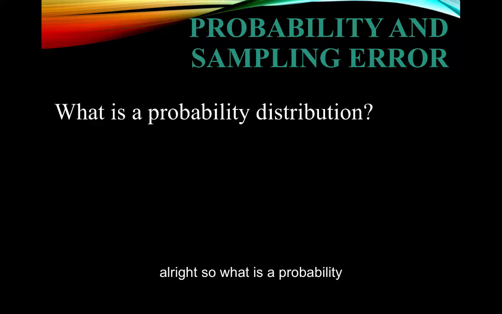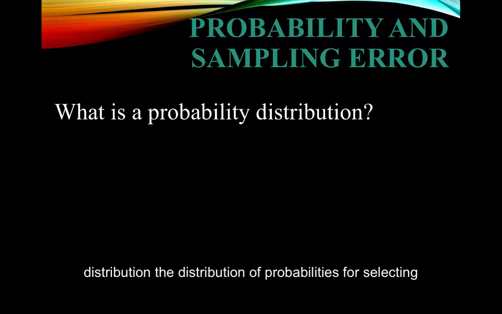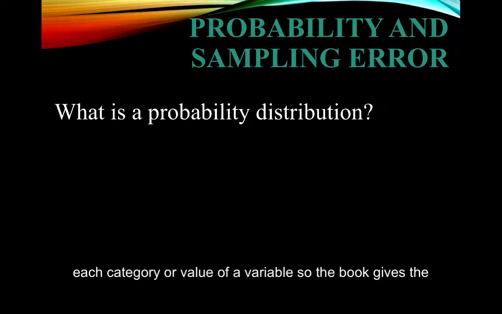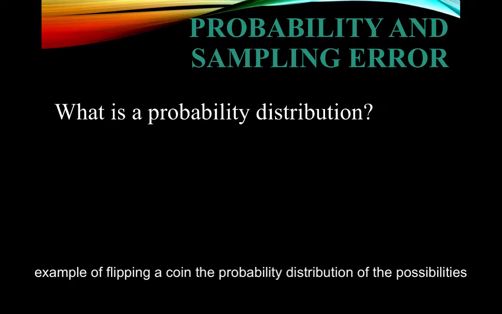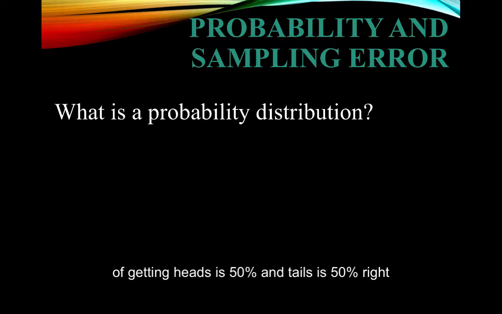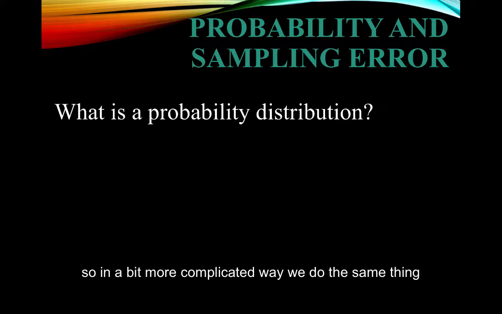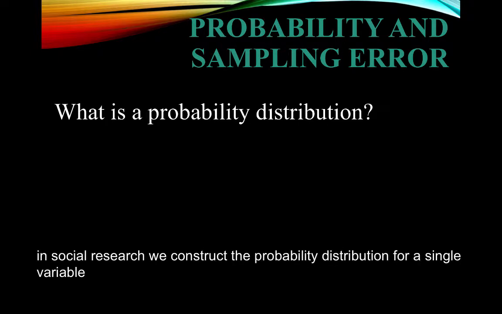All right, so what is a probability distribution? The distribution of probabilities for selecting each category or value of a variable. So the book gives the example of flipping a coin. The probability distribution of the possibilities of getting heads is 50% and tails is 50%, right? So in a bit more complicated way, we do the same thing in social research. We construct the probability distribution for a single variable.